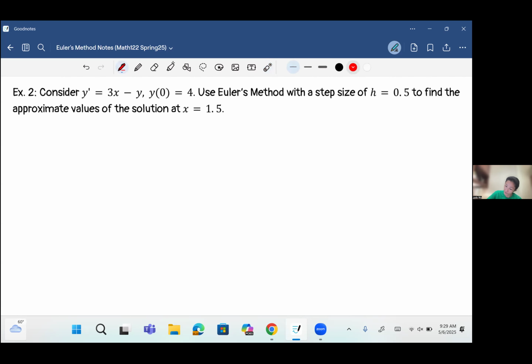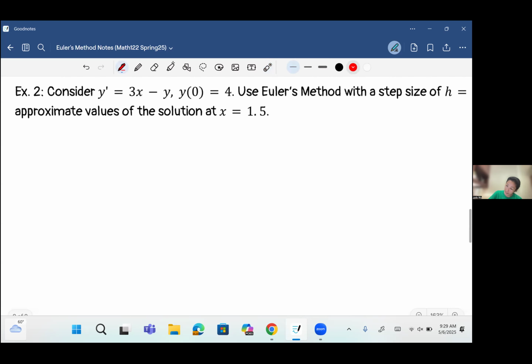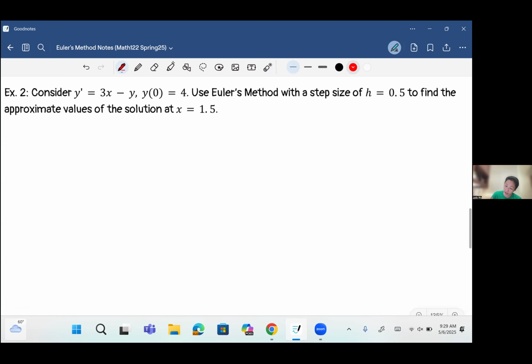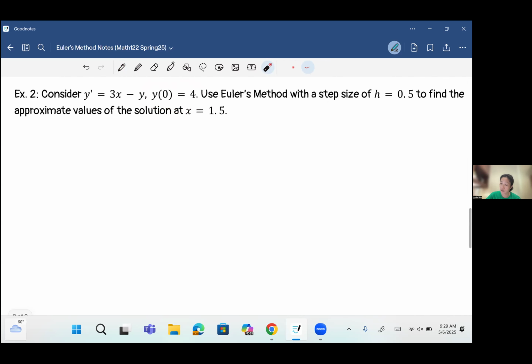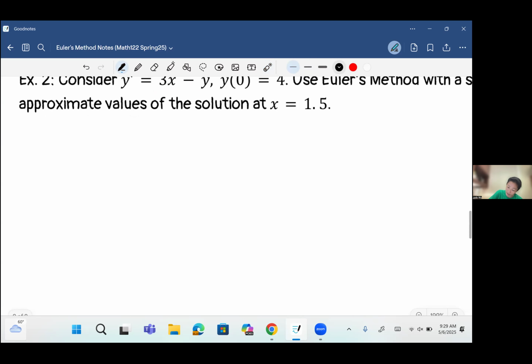Okay, all right, so consider this differential equation y prime equals 3x minus y, and the initial condition y of 0 equals 4. It says use Euler's method with a step size of 0.5 to find the approximate value of the solution at x equals 1.5. And so just like last time, let's start with a quick graph so that we can keep track of what it is that we're finding, okay?